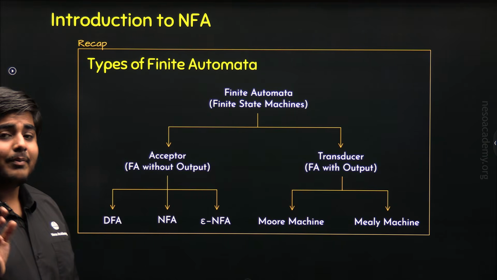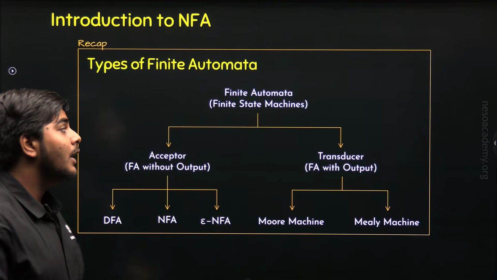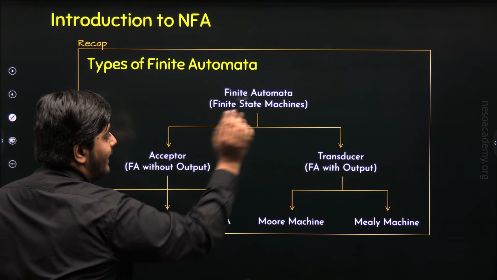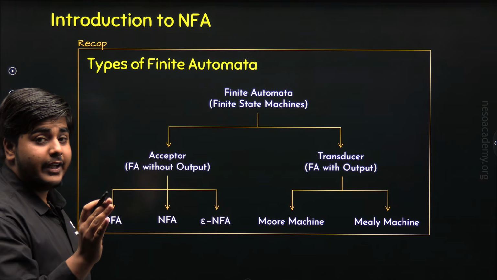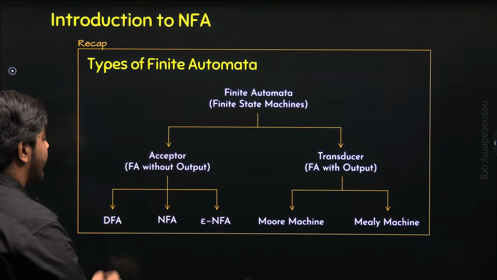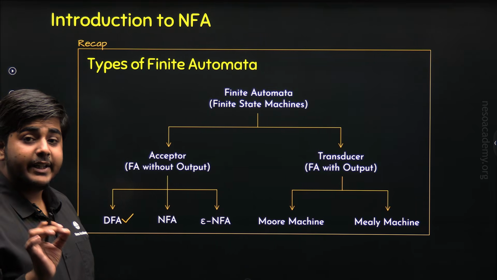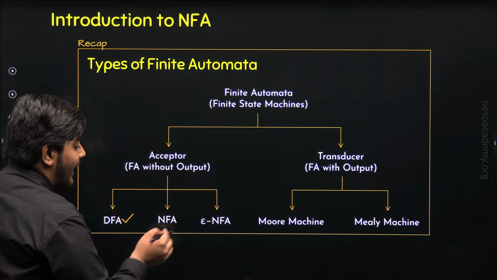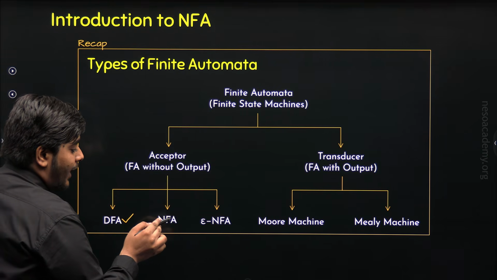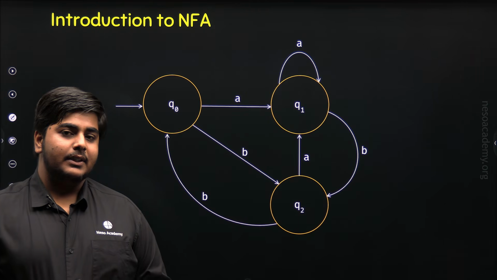I hope you all remember the classification of finite automata. I have told you that finite automata or finite state machines have various types, out of which we have already completed deterministic finite automata. Now we are going to begin with the second type of finite automata, which is NFA, non-deterministic finite automata. Do you remember this example?